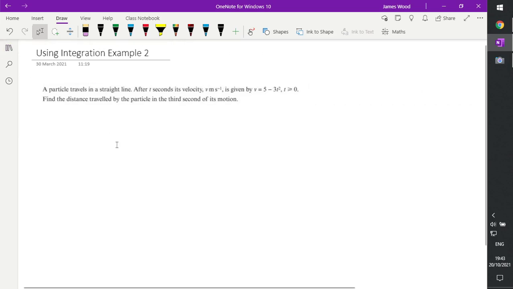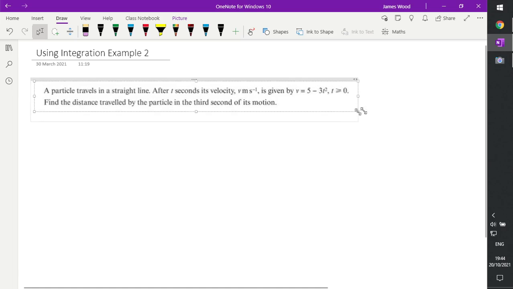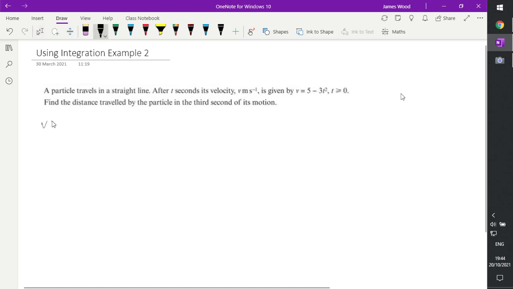Okay, here's a second example. A particle travels in a straight line. After t seconds, its velocity v is given by 5 minus 3t squared. Find the distance travelled by the particle in the 3rd second of its motion. So this is an interesting bit of wording here. In the 3rd second of its motion.